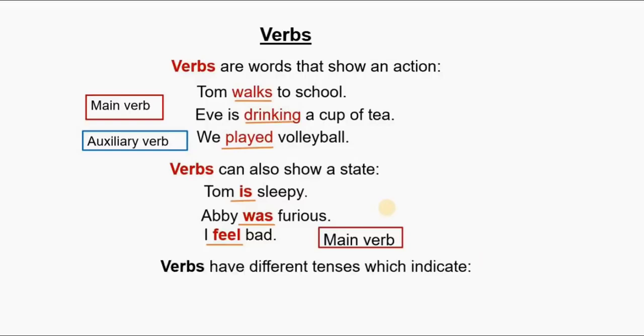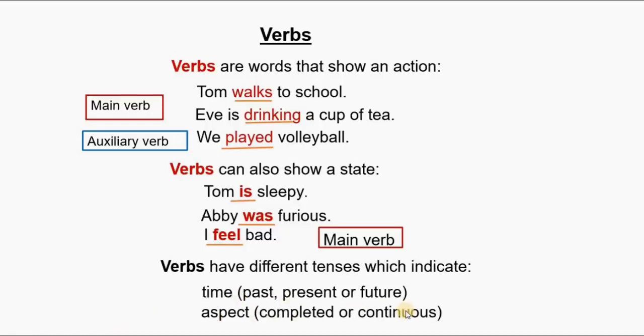Verbs have different tenses which indicate time, either past, present, or future, or aspect, whether the action is completed or continuous. Alright? So, verbs are very, very important.